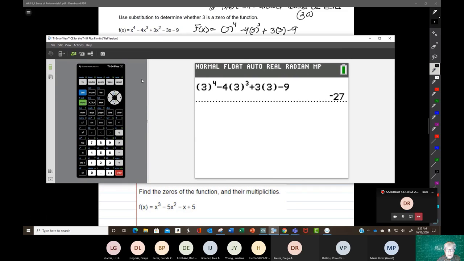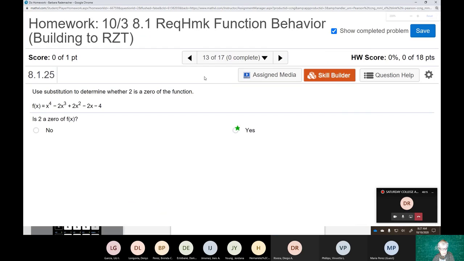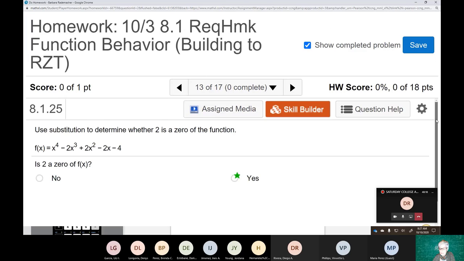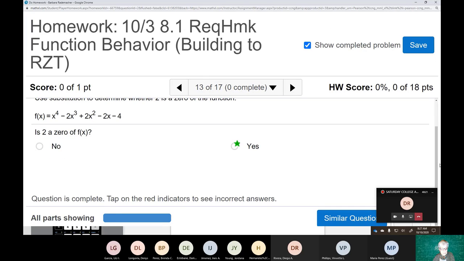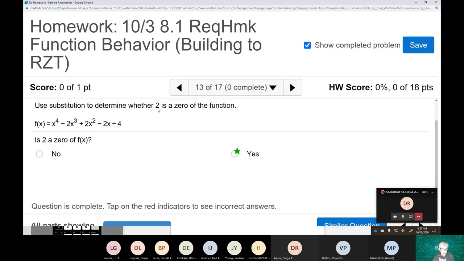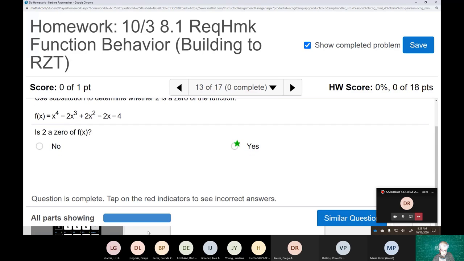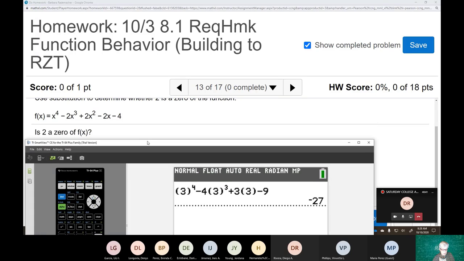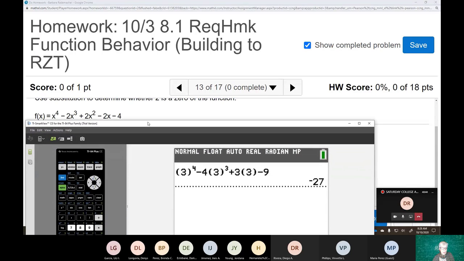Well, I want to find us one that is. X to the fourth minus 2x to the third plus 2x squared minus 2x minus 4. And what we're going to substitute is 2. So here we go. Is 2 a 0 of f of x?